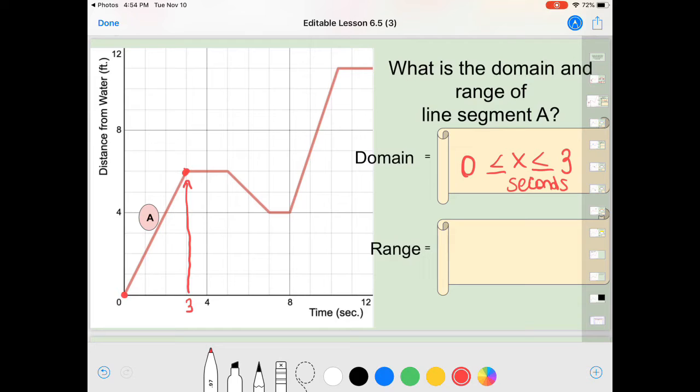The range of line segment A has to do with the y values of these 2 points. So which y values work for line segment A? Again, it starts when y is 0 feet, and it ends here when y is 6 feet. So the range is all y values between 0 feet and 6 feet away from the water.